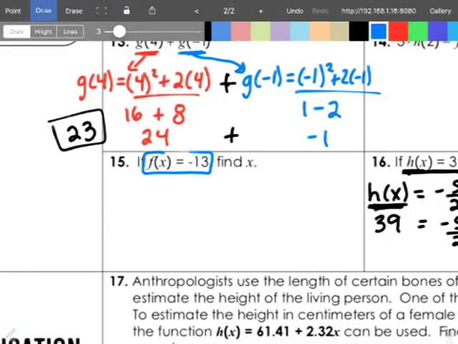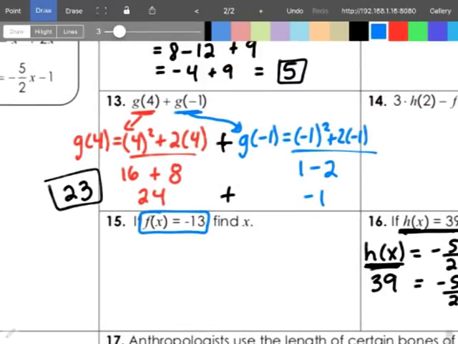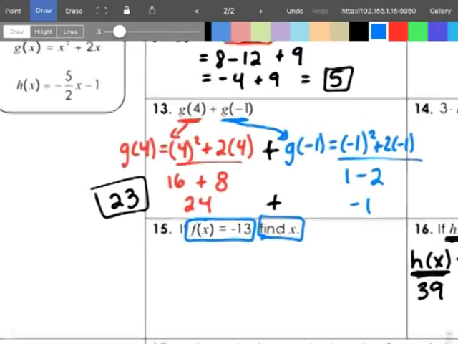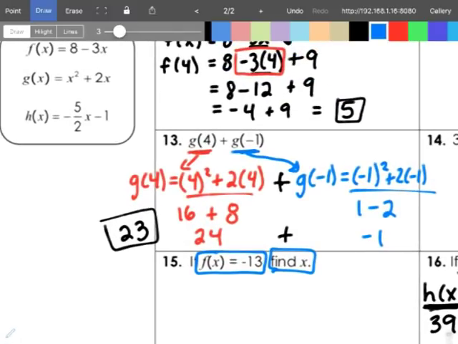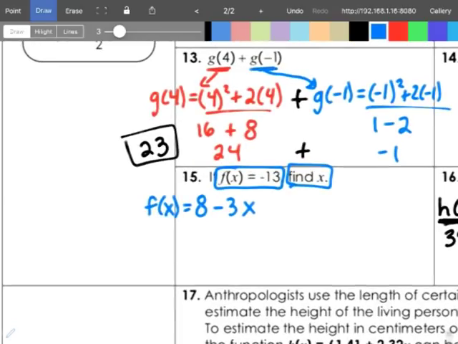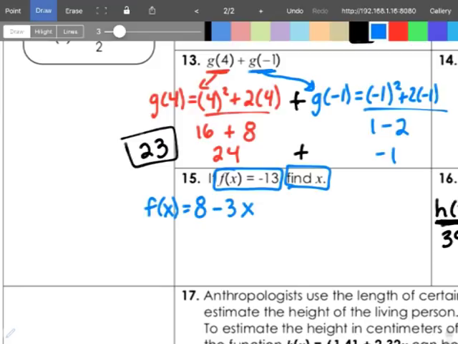Here, f of x again. F of x equals negative 13, so look at the difference here compared to that, right? It tells us this time to actually find x. So this tells me plug it into my f of x equation. So it's 8 minus 3x, that's my f of x. But what does it tell me that f of x is? Negative 13. So I'm going to plug this negative 13 in for f of x. 8 minus 3x.